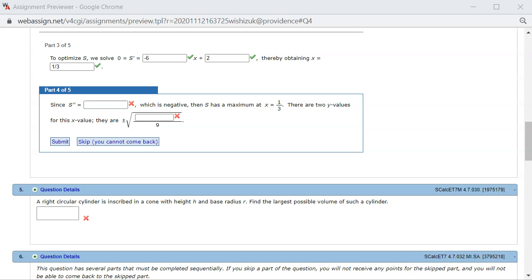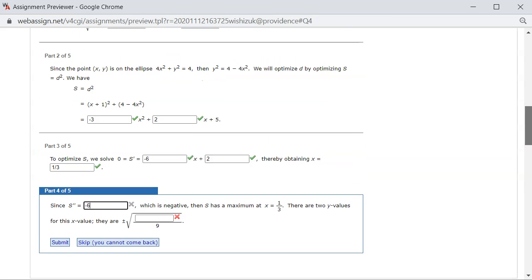Let's look at part 4. We're going to take the second derivative. The second derivative is just going to be -6, which is negative. Then s is a maximum at x equals 1/3, which we had before. That's the critical number. There are two y values for this x value. So we know that x is 1/3.